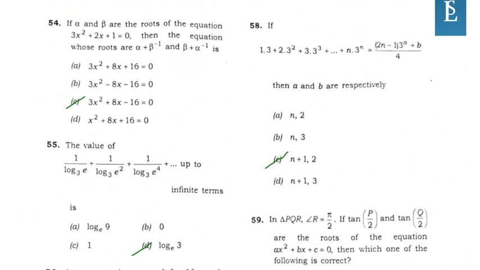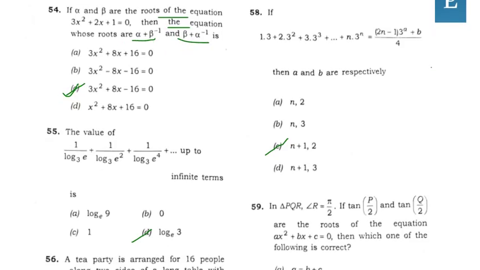If alpha and beta are the roots of the equation 3x square plus 2x plus 1 equal to 0, then the equation whose roots are alpha plus beta inverse and beta plus alpha inverse is, so it will be 3x square plus 8x minus 16 equal to 0.